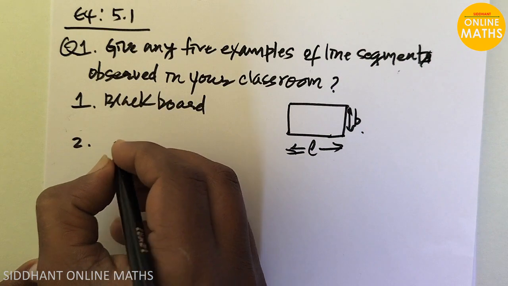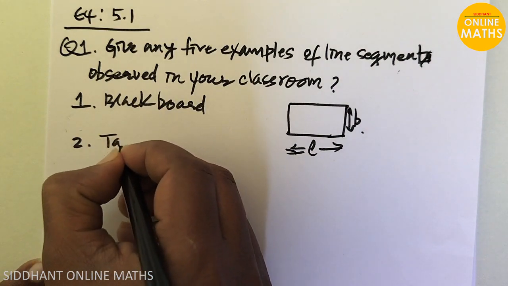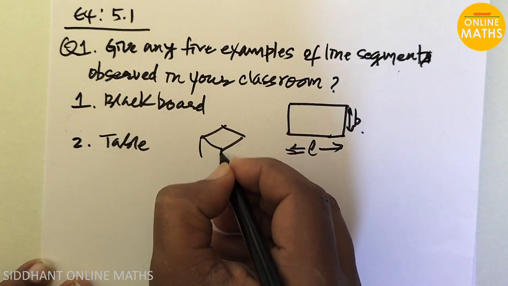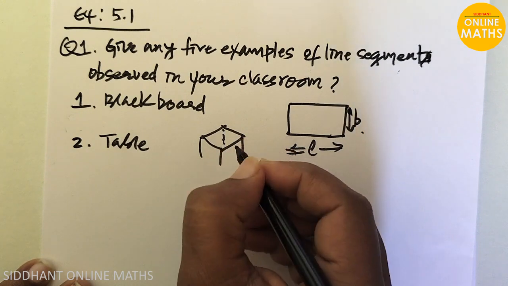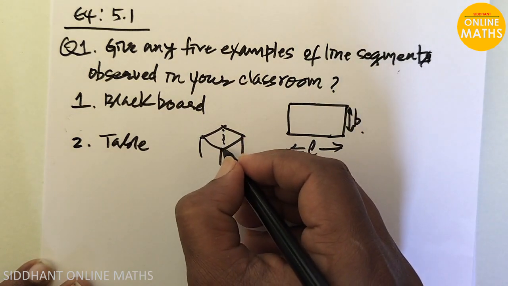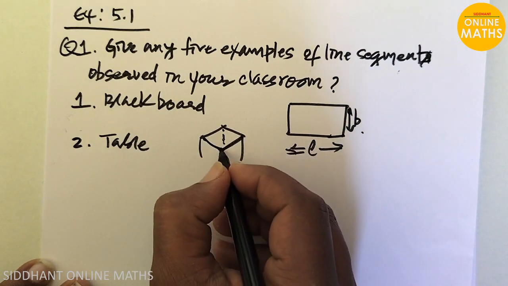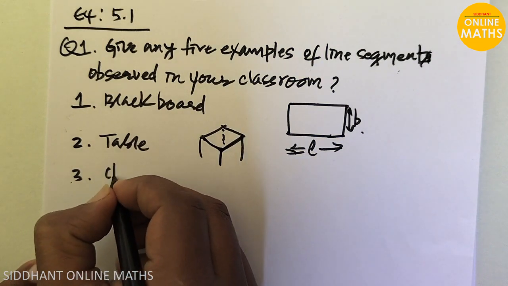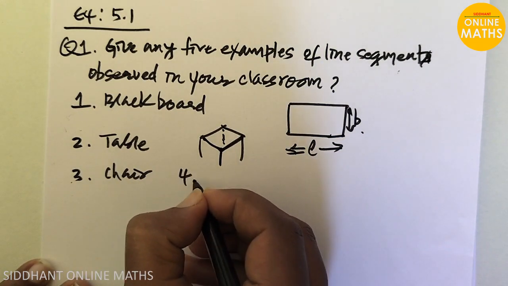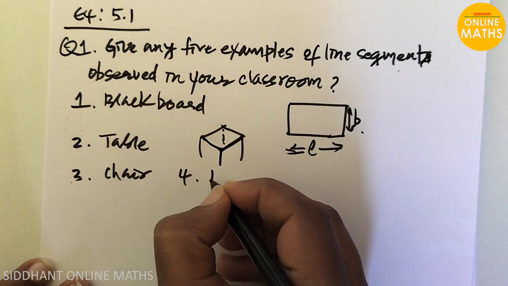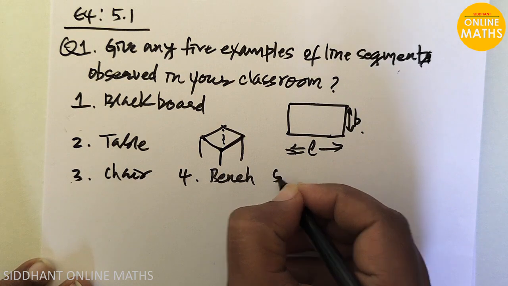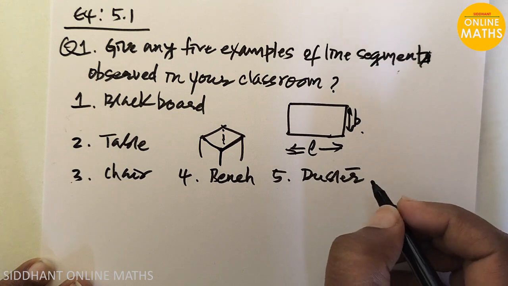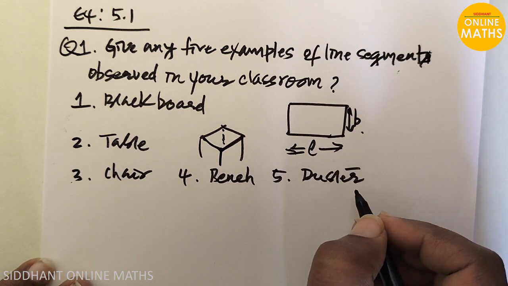Second example we can take as a table. So when you are going to see the table, this will be your table. Here also you are going to see line segments. This will be your length, breadth, and this will be your height. In the same way, other examples like a chair we can take. Next we can take a bench. Next we can take a duster. So these are the examples where you can find line segments.